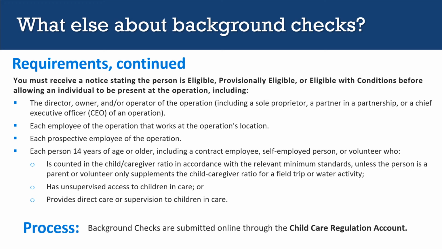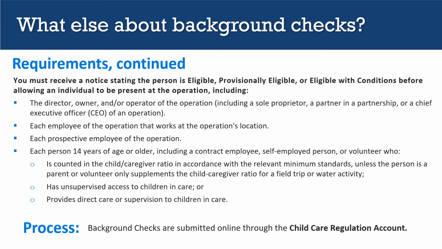Each employee of the operation that works at the operation's location, each prospective employee of the operation, each person 14 years of age or older, including a contract employee, a self-employed person, or volunteer who is counted in the child caregiver ratio in accordance with the relevant minimum standards, unless the person is a parent or volunteer only supplementing the child caregiver ratio for a field trip or water activity, has unsupervised access to children in care, or provides direct care or supervision to children in care.